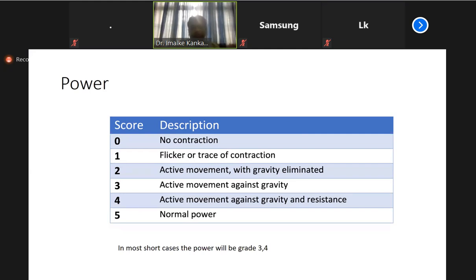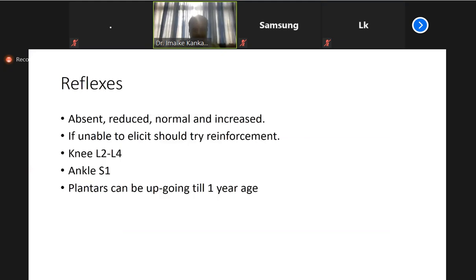Most of the time, power of children with neurological problems will be around grade 3 or grade 4, right? You will not get a child with 0 or 1 power. Sometimes you might get only flat movements. In that case, power may be 2, but 2, 3, 4 will be the range. Reflexes can be absent, can be reduced, or can be normal, or maybe increased.